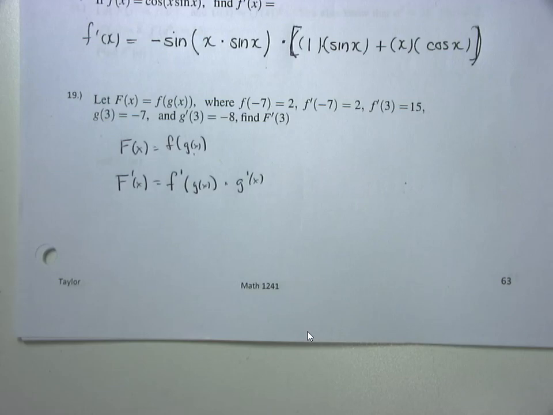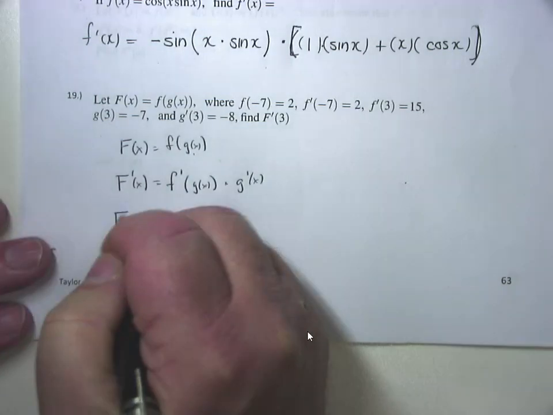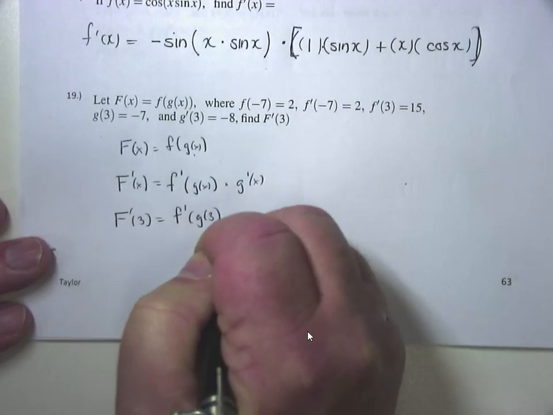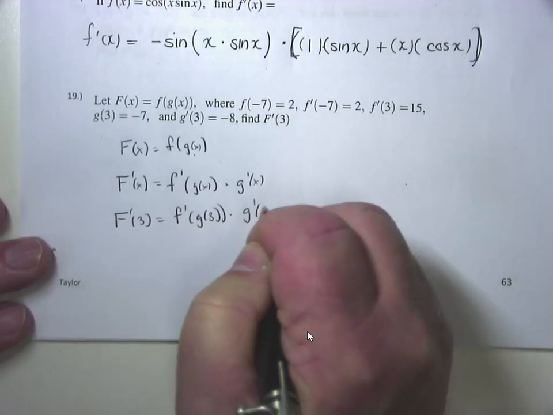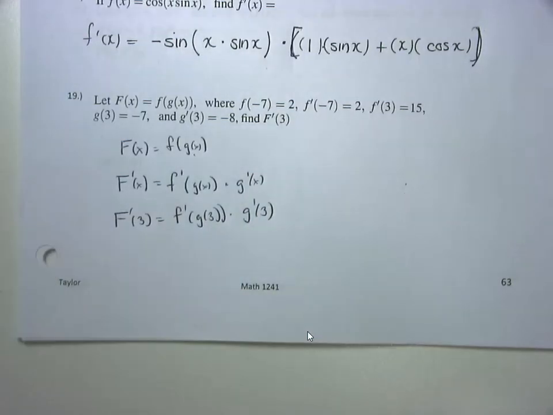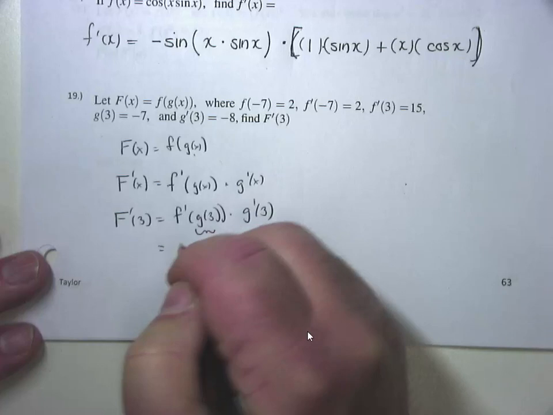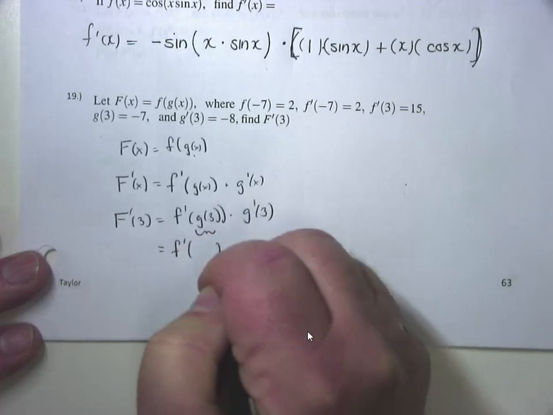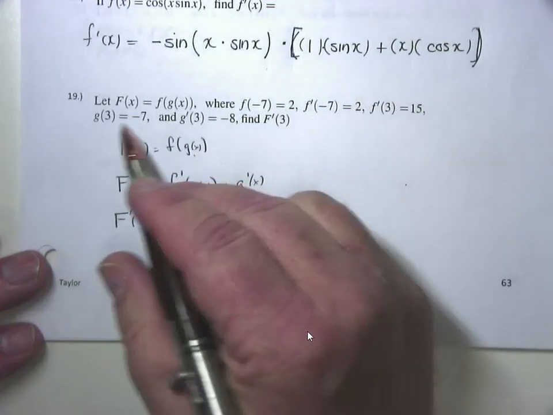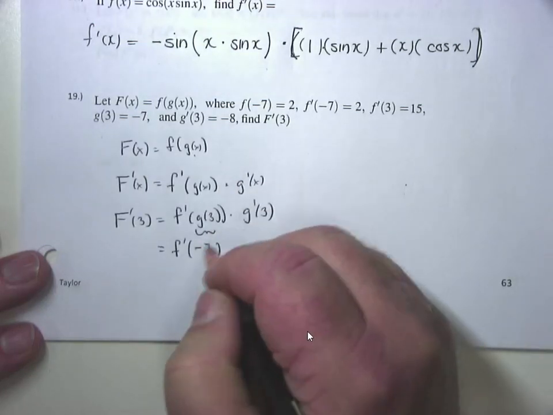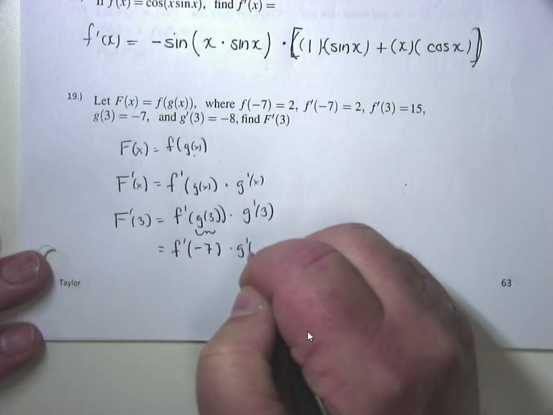So now, they want us to calculate big F prime of 3. That'll be F prime of g of 3 times g prime of 3. Now it's a game of plug and chug. When you do composition of functions, you work on the inside first. So that's what I'm going to do. What exactly is g of 3? So this will be f prime of, what's g of 3? Well, I come up here and g of 3 is equal to negative 7. So that'll be f prime of negative 7 times g prime of 3.